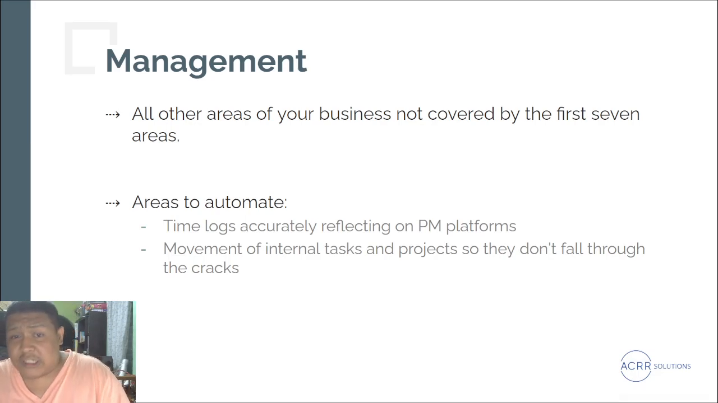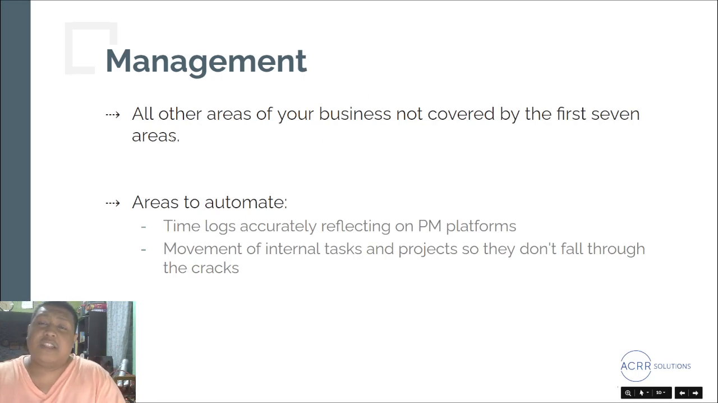Two examples, which are really more internal related, are time logs, making sure that they accurately reflect on your project management platforms, and the movement of internal tasks. Just as you have a fulfillment process for clients, you also have a fulfillment process for your internal projects. So once again, these are the seven areas of your business that you need to look at and automate, so that you can focus on doing the more important parts of your business.